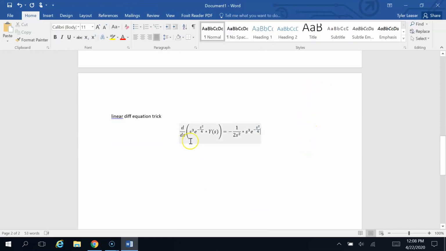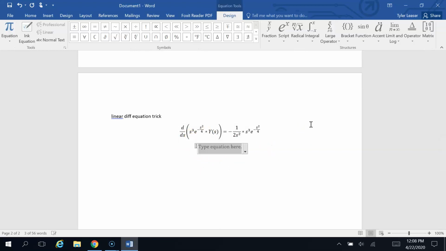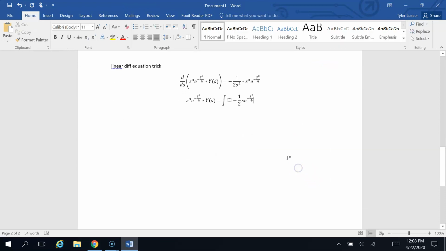Okay, now we want to integrate both sides. So the left-hand side is just going to stay the same, the derivative is going to disappear. So s cubed e to the negative s squared over 4 times the integrating factor. My right-hand side, the s cubed and the s kind of simplify down a little bit. So we have a negative 1/2, we have an s, and then we have an e to the negative s squared over 4. I forgot to put my integral out in front. Integral of all this stuff. Yes. Okay, so now we just do this integral.